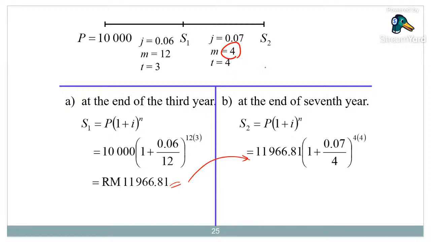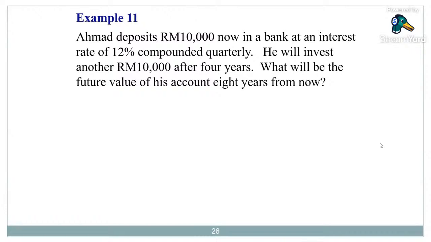Bila quarterly 4 kali je setahun. So nilai dia berubah kat sini 0.07 divided by 4 all to power of 4 multiply by 4. 4 tahun darab 4 kali. So kita akan dapat RM15,795.34. Okay ke? So kita boleh cakap apa? Jawapan dia at the end of the 7th year, the amount accumulated is RM15,795.34. Okay?